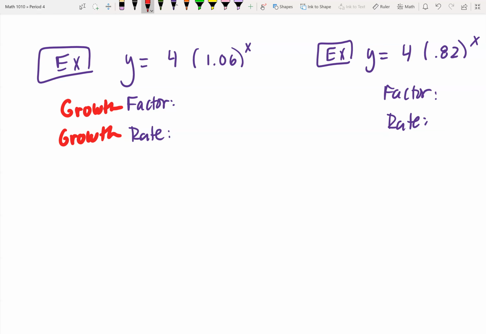Watch how simple. The factor, you literally write exactly what's there, 1.06. To get the rate, you take that growth factor and you subtract 1. So 1.06 minus 1 gives you 0.06. That tells you that every year that passes, it's going up 6%. Do you understand that?